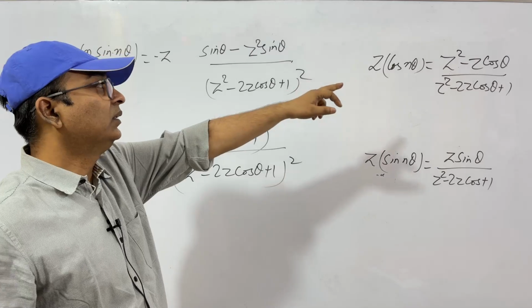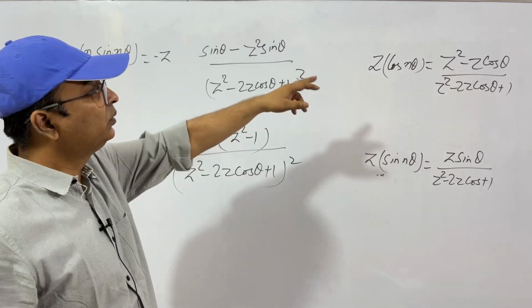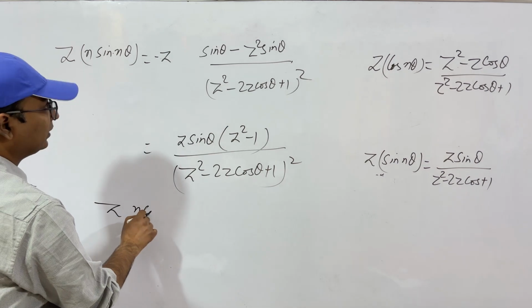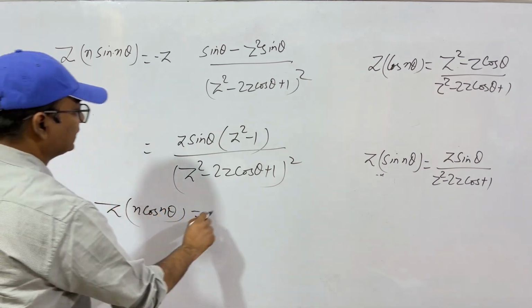You know what z of cos n theta is. You find the value of z of n cos n theta. This is your task. Do it.